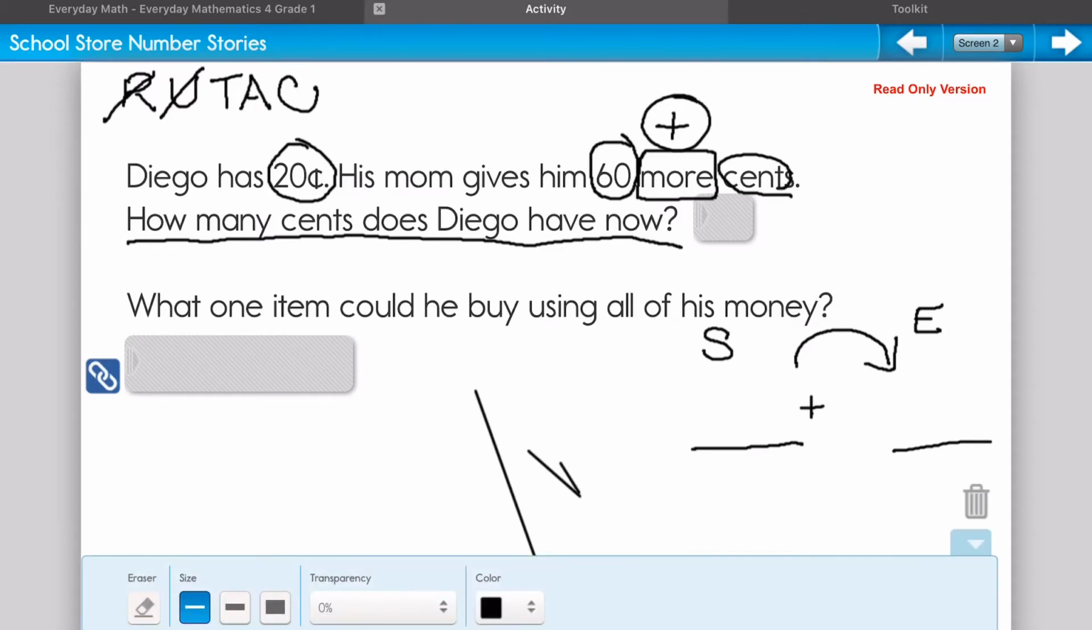Silly eraser. My little left hand likes to smear on here and make funny marks. So I'm sorry about that. We'll turn off the eraser.